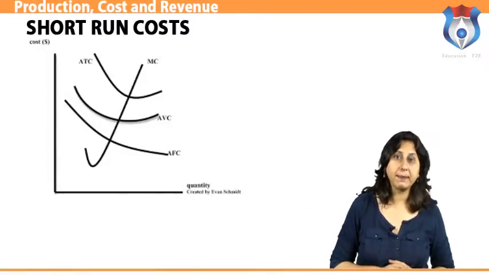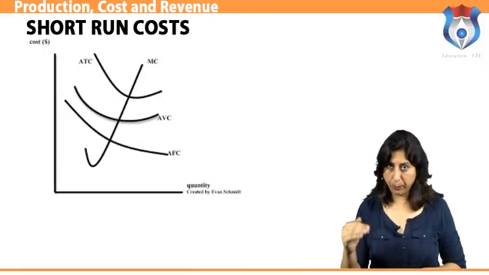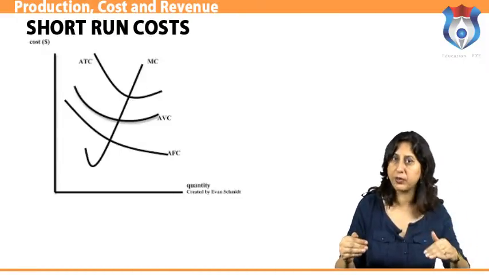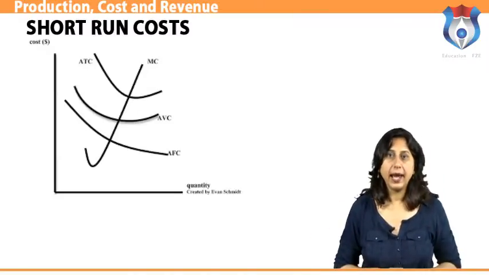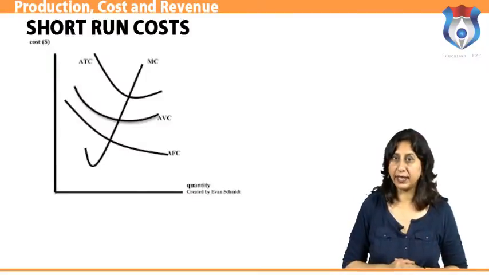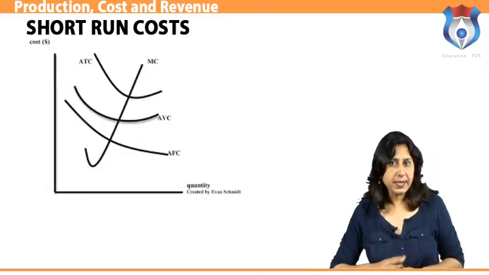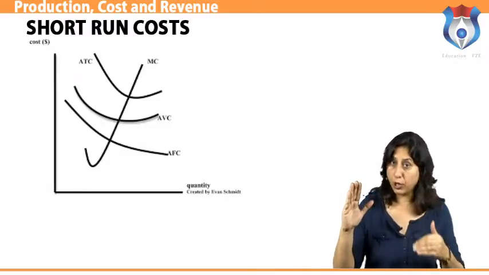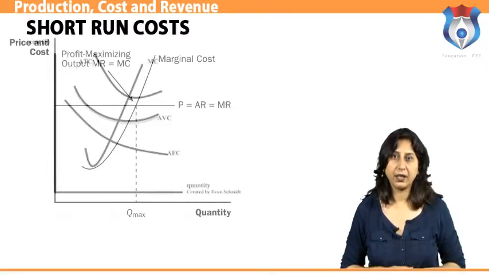Relationship between MC and AC. When MC decreases but is positive, AC also decreases, but MC is less than AC. MC always cuts AC at its minimum point, and here MC is equal to AC. When MC increases, then AC also increases, but MC is greater than AC.